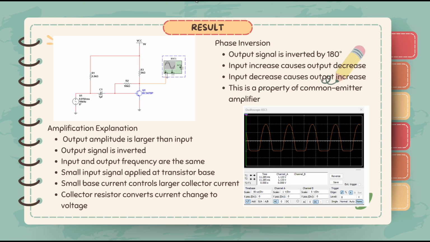A small input signal applied at the transistor base produces a larger change in the collector current, which is converted into an amplified output voltage by the collector resistor. The biasing network ensures stable and reliable operation of the transistor, and the circuit performs as intended and successfully demonstrates the principle of analog audio amplification and transistor-based electronic circuit design.